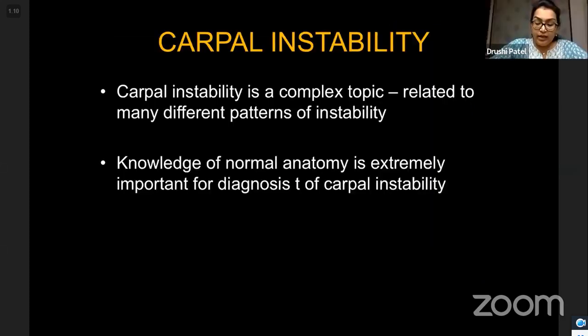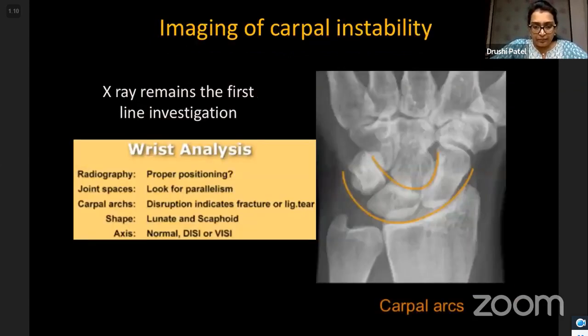So carpal instability, now that's a very complex topic. Again, it's important to know the anatomy. Since we are going to talk about the MR, obviously the first investigation for identifying carpal instability are the radiographs, and probably an entire lecture has been taken on the wrist radiographs. So a very basic important thing when you look at a wrist radiograph is that these Gilula carpal arcs should be parallel and well maintained. These arcs are along the proximal and the distal carpal row on the PA view, right?